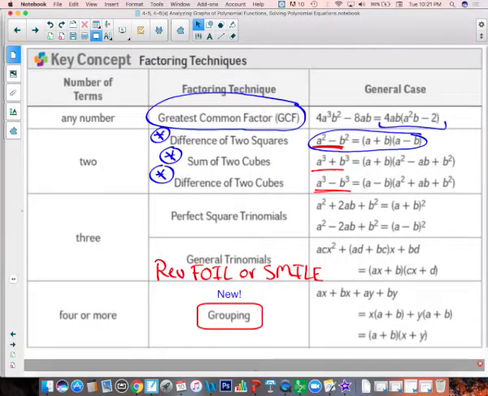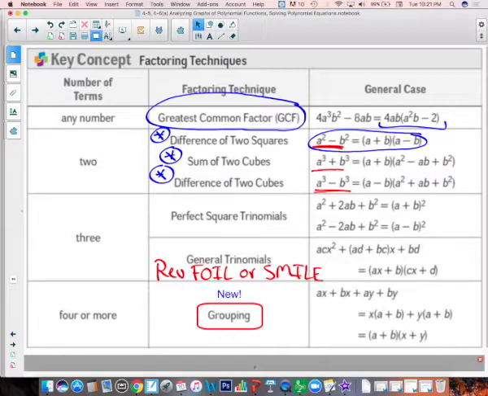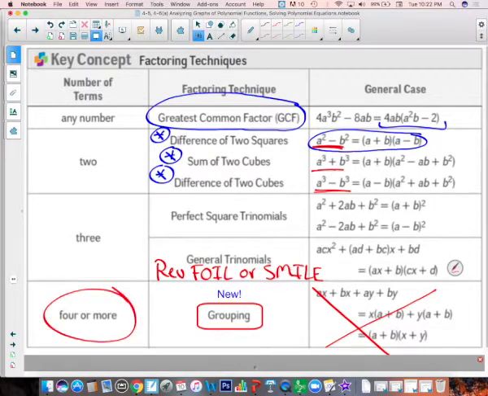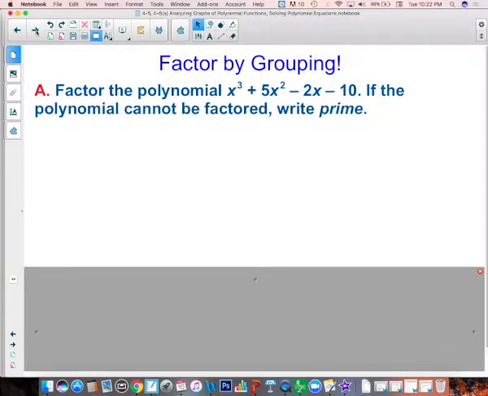Then the new one here, factor by grouping. I want you to write grouping down because that's a new type of factoring that we're doing. We're going to practice a couple of those, then we're going to practice writing things in quadratic form, and then we'll call it good. So stay with me here. You don't have to write this stuff down. I just want you to write the word grouping down. And the thing to recognize here, whenever you have 4 or more terms, that's when you're going to use grouping.